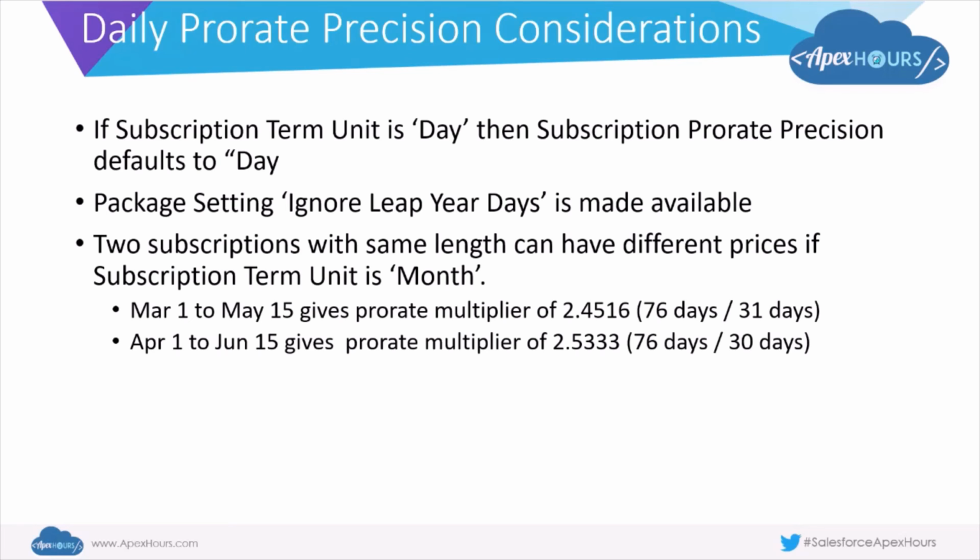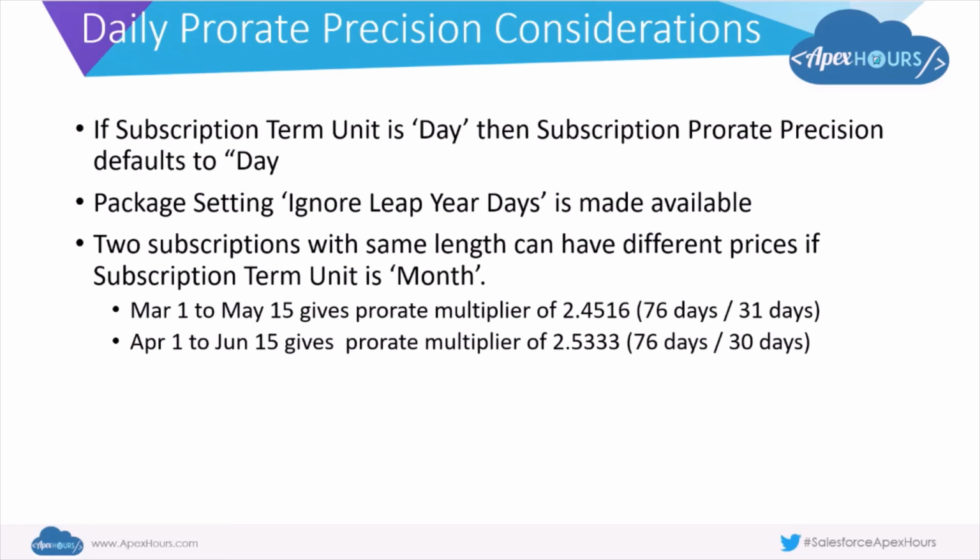The third point is actually very critical to understand, and it can confuse users and sales reps if they're not familiar with this. Whenever you have a daily prorate precision, you can have two subscriptions with the same length, but end up having different prices if your subscription term unit is month. So let me explain with this example.